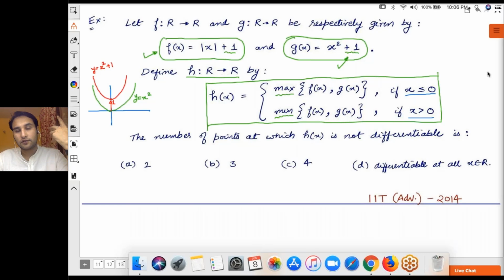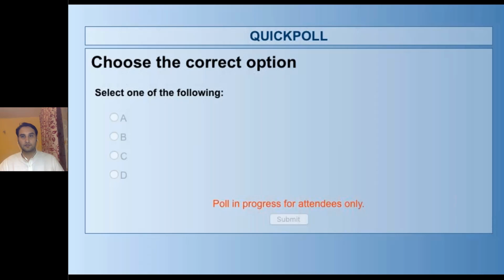5, 4, 3, 2, 1. Let's see. Okay. Let's see. 70% of you responded. Very nice. So at least you guys can attempt, right? That matters a lot.